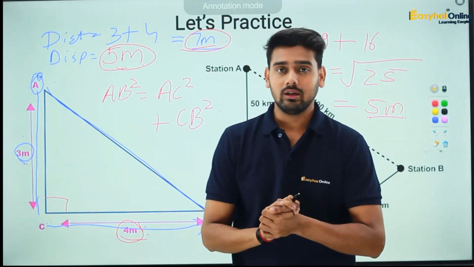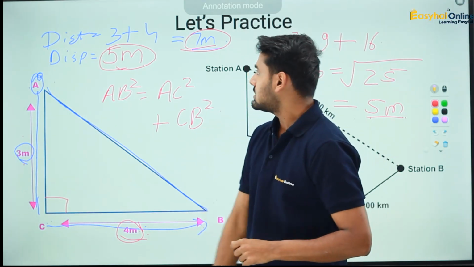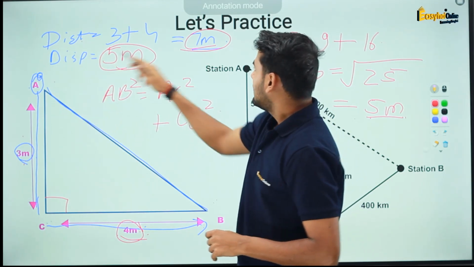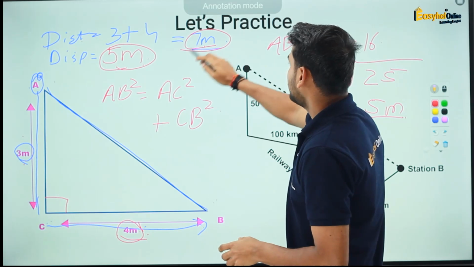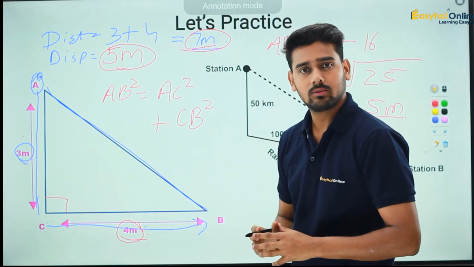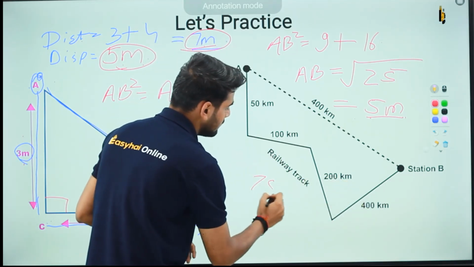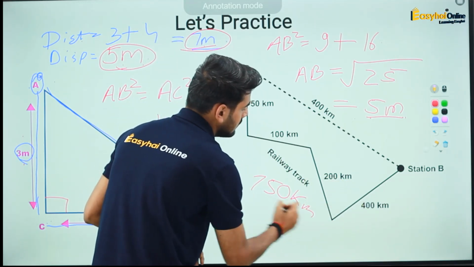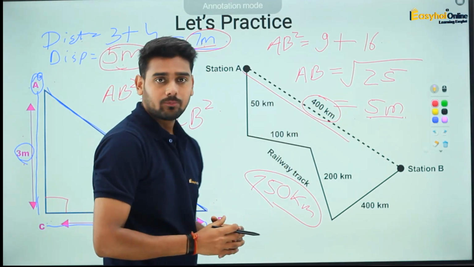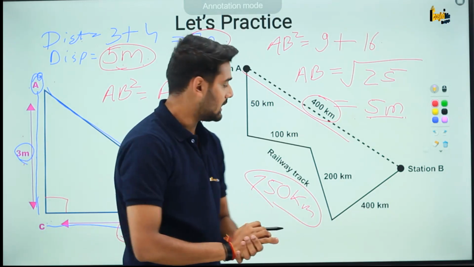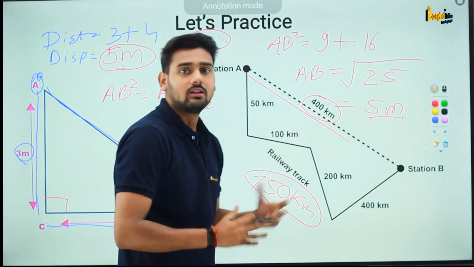Now children, keep in mind that in both the examples, did you notice something? Did you notice that in this case the distance is greater than the displacement, right? Distance is 7 meter, displacement is 5 meter. On the other hand, look at this. Here the distance was 750 kilometer, but the displacement is nothing but 400 kilometer. So the displacement is again less than the distance, right?